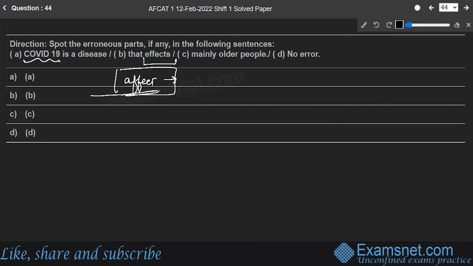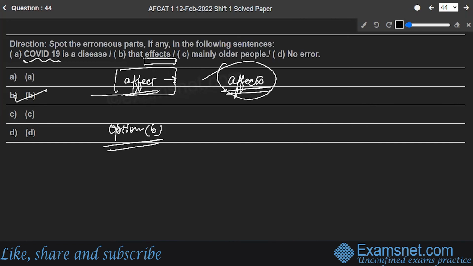Over here, instead of effects, it should have been affects, correct? So in the given sentence, the disease has an influence on the old people, therefore the use of effects in part B of the sentence should be replaced by affects, to make it grammatically correct. So, option B is the correct answer to this question. Let's move to the next one, question number 45.